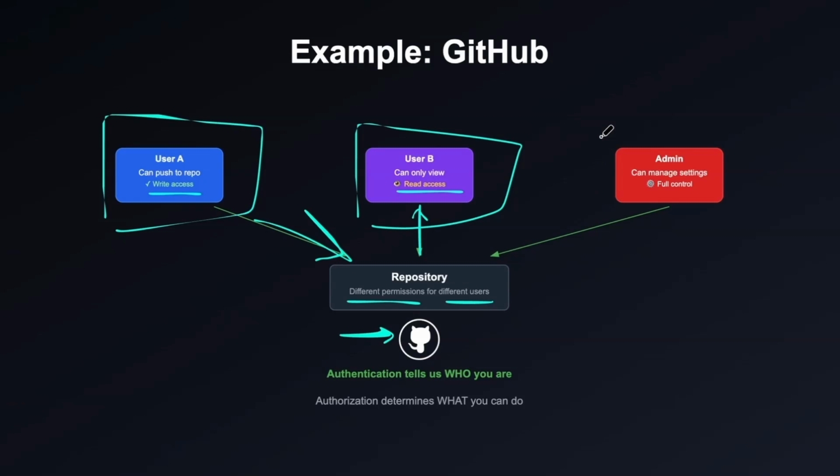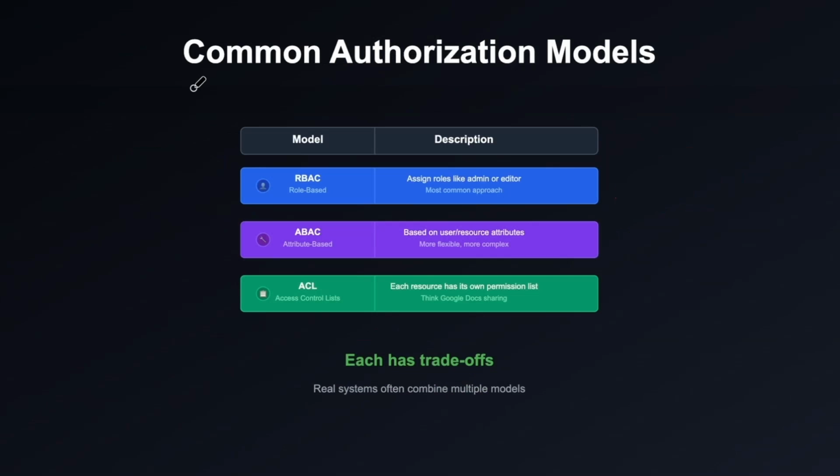And on the other side, we can also have admin users, which have full control, so they can manage all the settings for the repository. They can even decide to delete this repository, and so on. So you can see that different users can have different access controls on systems. To manage these access controls, we have common authorization models.